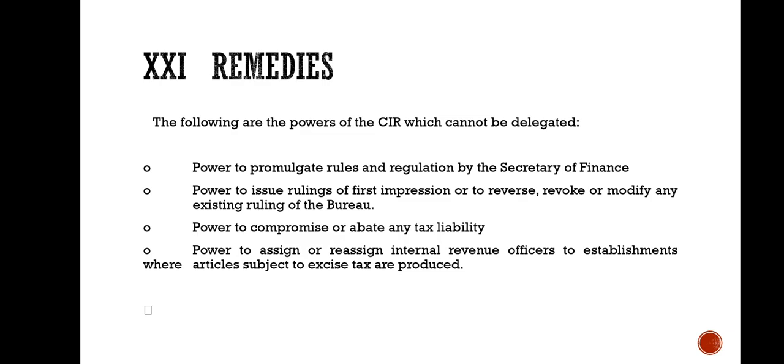So the following are the powers of the CIR which cannot be delegated. Power to promulgate rules and regulations by the Secretary of Finance. The power to issue rulings of first impression or to reverse, revoke, or modify any existing ruling of the Bureau. The power to compromise or abate any tax liability. And the power to assign or reassign internal revenue officers to establishments where articles subject to excise tax are produced.